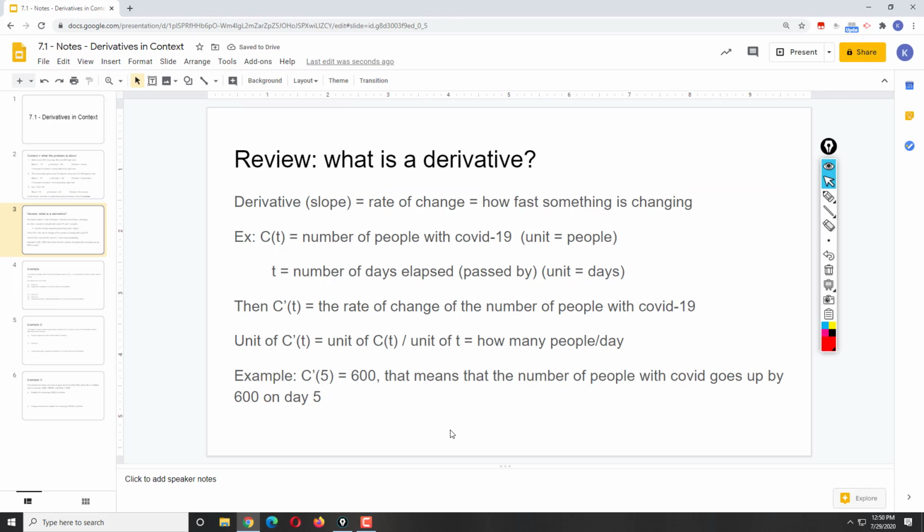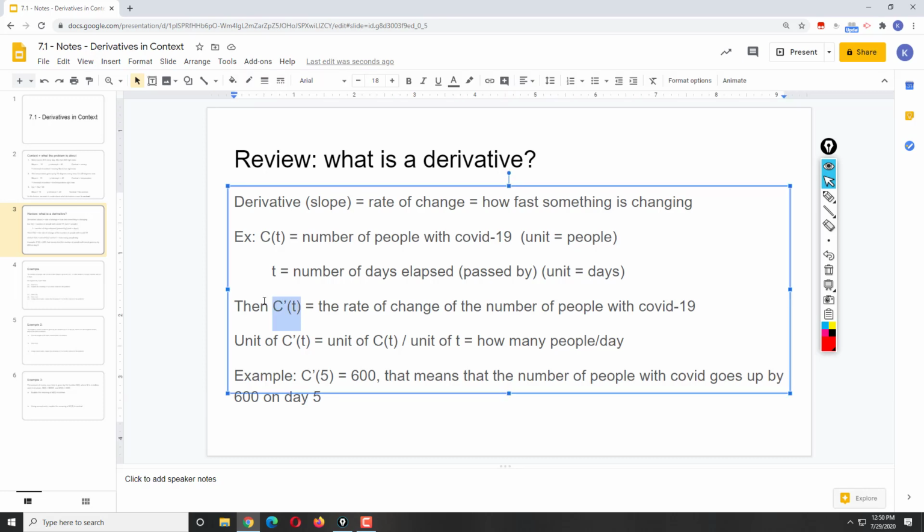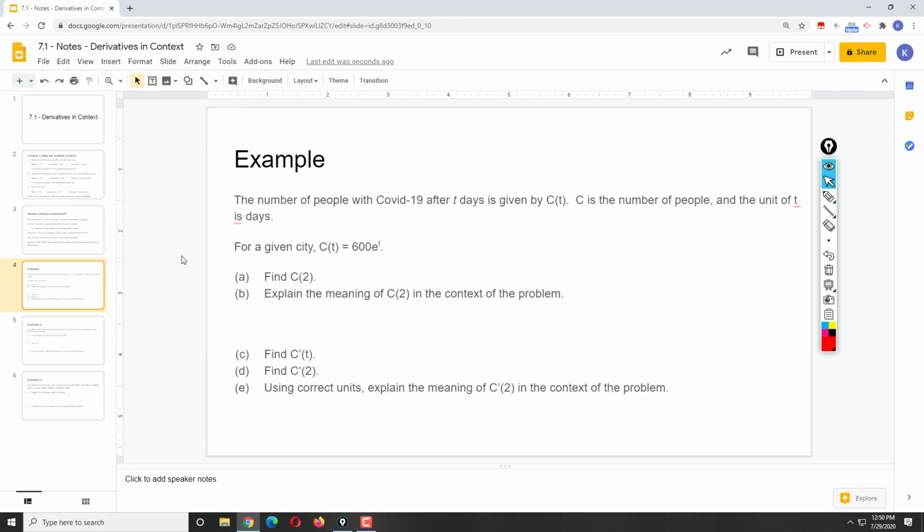So 600 more people got COVID. That's what that means. Because if the number of people with COVID is growing, we would expect C prime of t to be positive. Okay. So let's use this as an example.